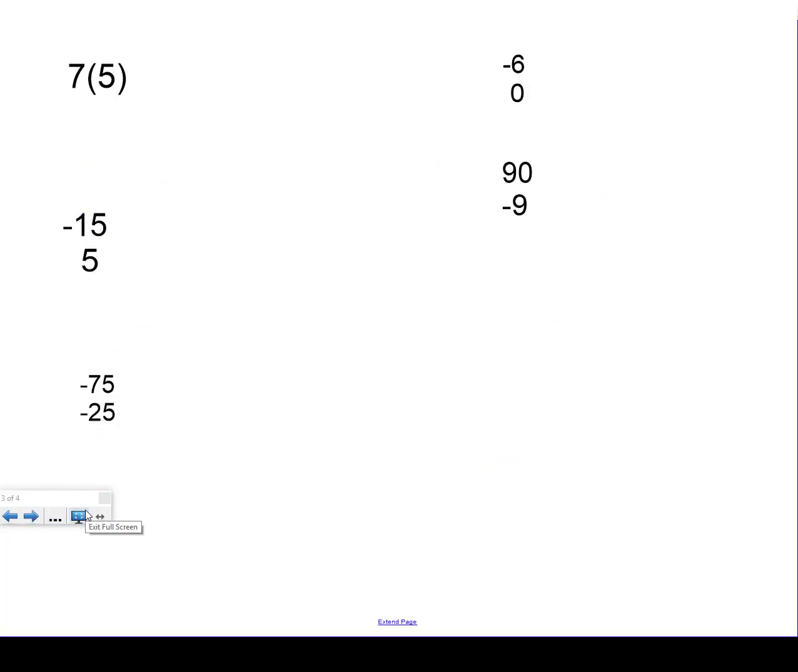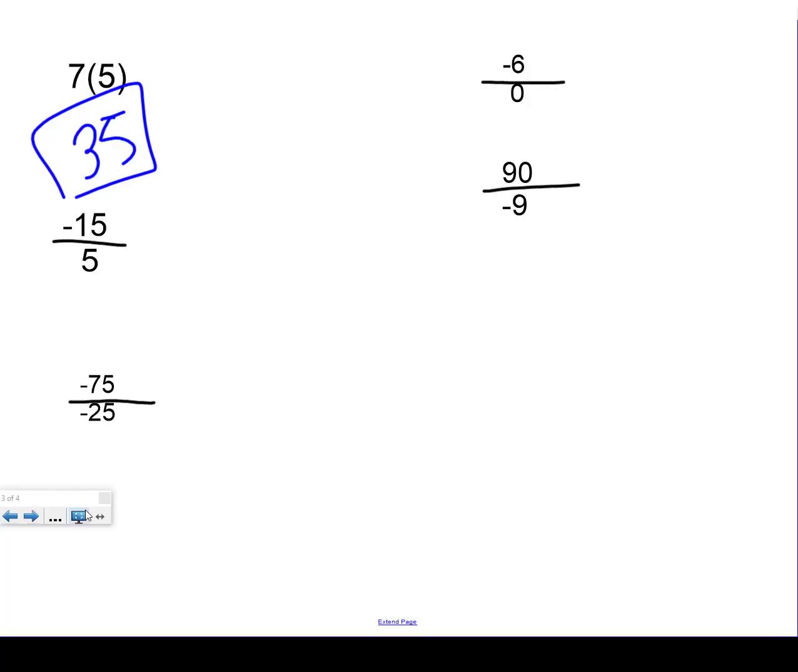All right, a +7 and a +5, the signs are the same. The answer is positive. 7 times 5 is 35, so positive 35 is my answer. Oop, I didn't write the lines on these. No wonder they look funny, because they're supposed to be divide signs between each of them.